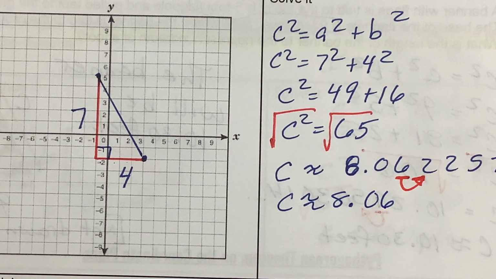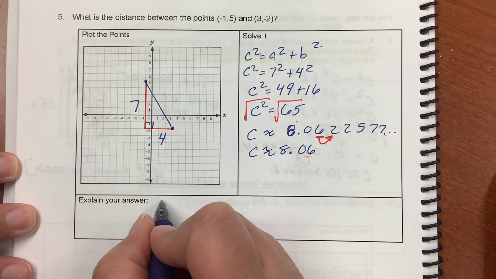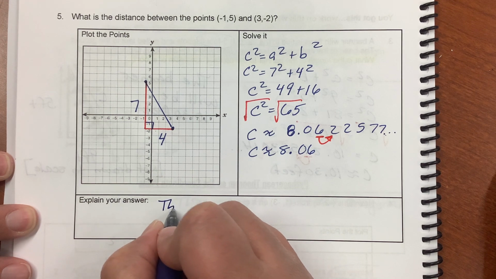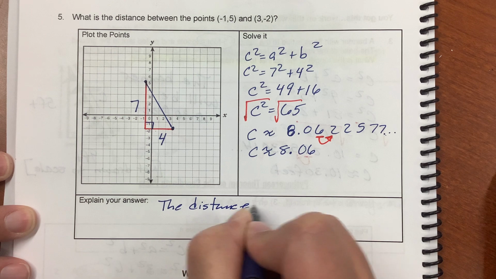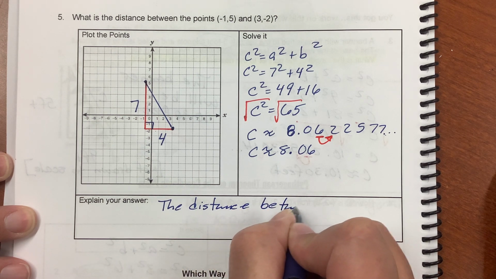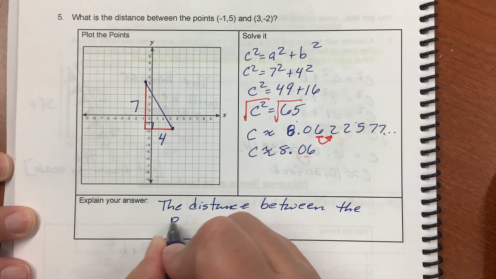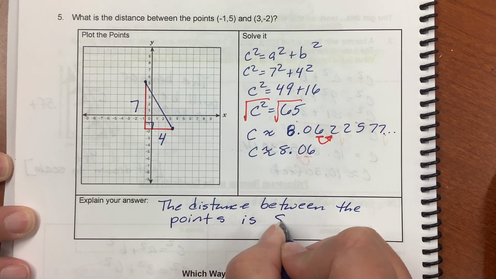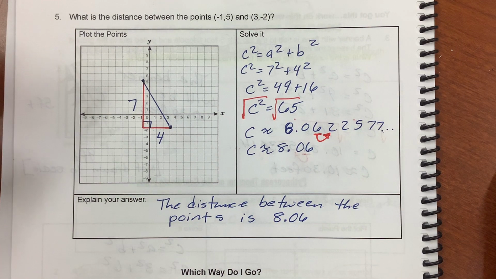There's no unit there. You might have to write the word unit. That's all right, you can do that. So, what is the distance between the points? The distance between the points is 8.06 units. Ta-da! All right.